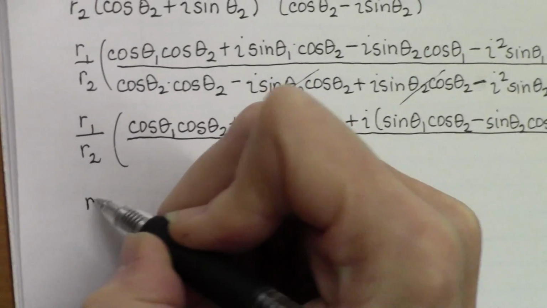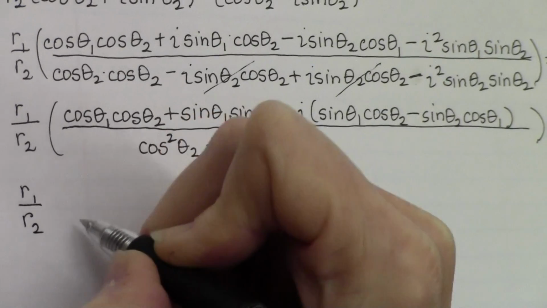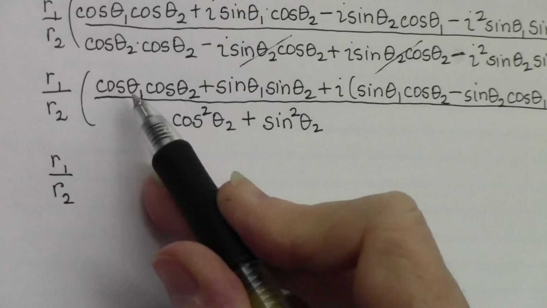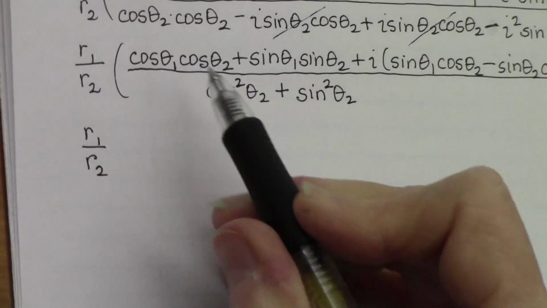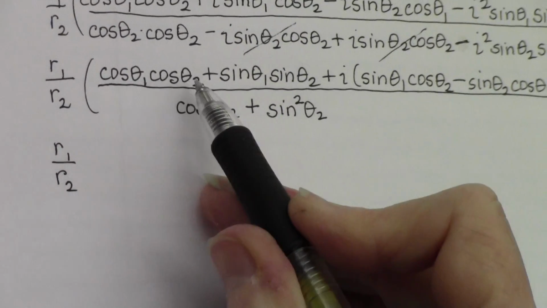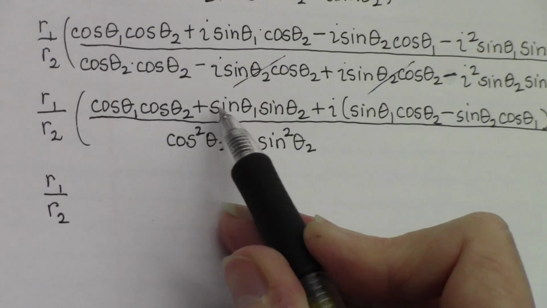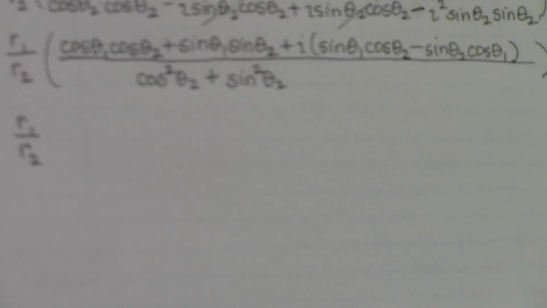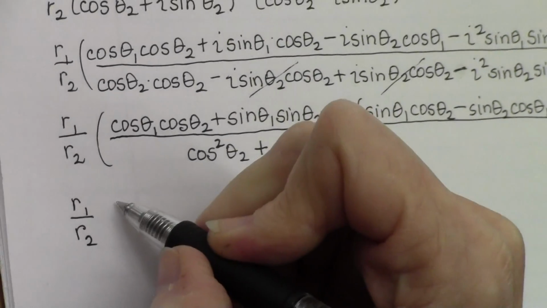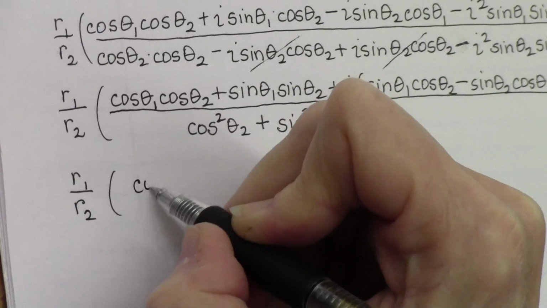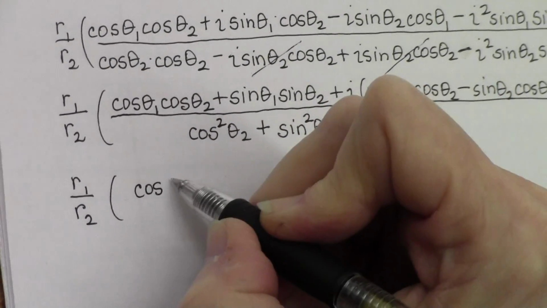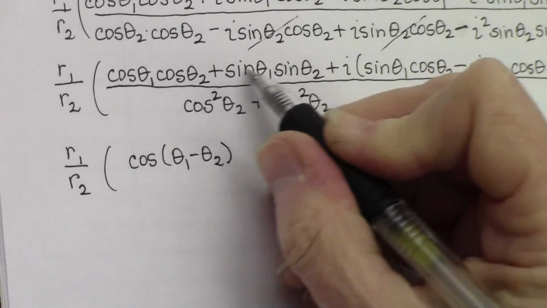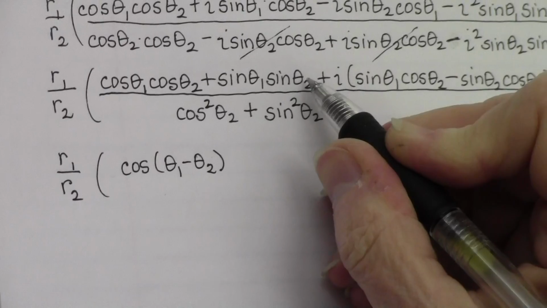Next step. I have r sub 1 over r sub 2, which is not going to change because it's just the way I want it. And if you notice here, and you remember your trig identities, cosine theta sub 1 times cosine theta sub 2 plus sine of theta sub 1 times sine of theta sub 2 is cosine subtraction. So I am going to rewrite that as cosine of theta sub 1 minus theta sub 2. That's a simplified version of all of that.